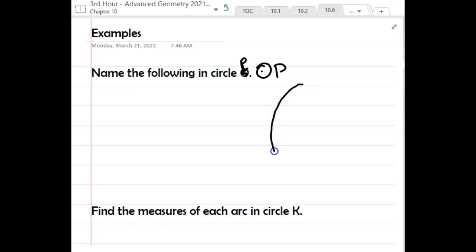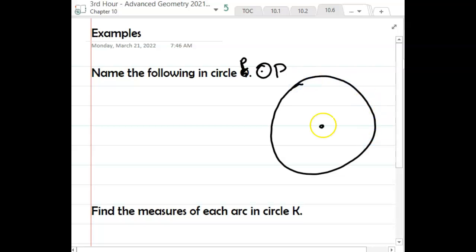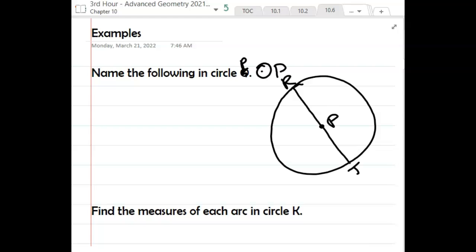So let's draw a circle with a center point P. And then we're going to draw a couple different segments here. Let's draw a diameter with endpoints R and T. Then let's draw a radius to endpoint S. And then on the other side over here, let's do a radius that is Q, and then a radius that is U.